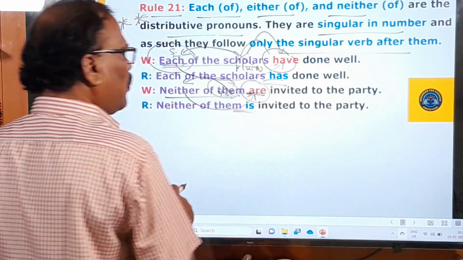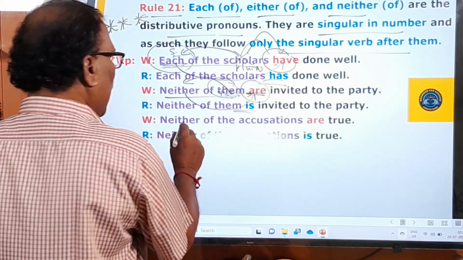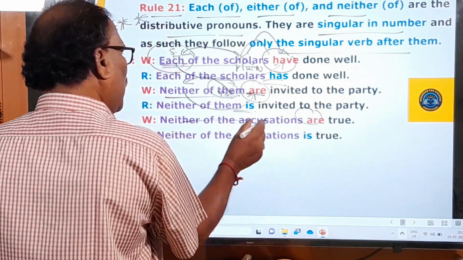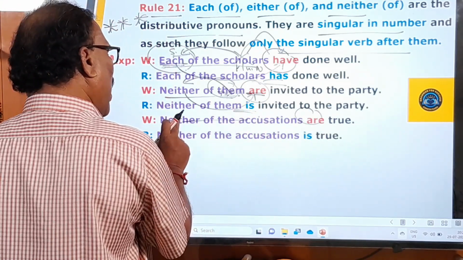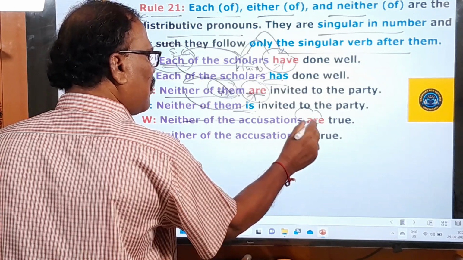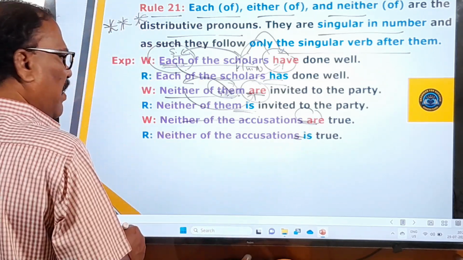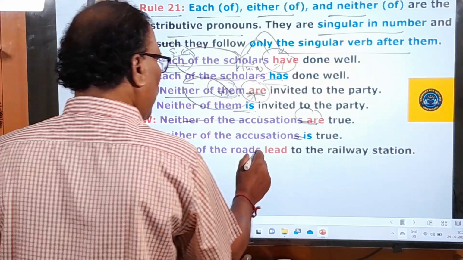Neither of them is invited to the party. Right. And here, neither of the accusations are true. Here, the accusations are two. You are taking only one, and one means singular. Singular means here you should not use the plural one. You should use only the singular one. Singular verb. And either of the roads leads.